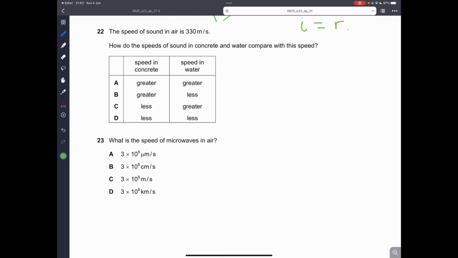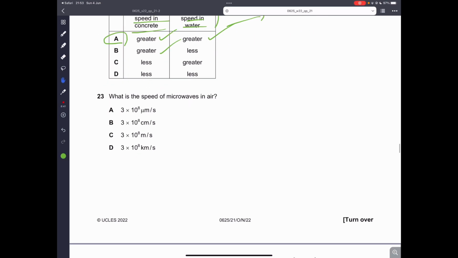Question 22. The speed of sound in air is 330 meters per second. How do the speeds of sound in concrete and water compare with this speed? Okay, the speed in concrete is going to be faster than air, because, as you know, the molecules in a solid are close together, so the vibrations travel faster, and therefore it is going to be greater than air. The speed in water is also going to be greater than air, and therefore A is the correct answer.